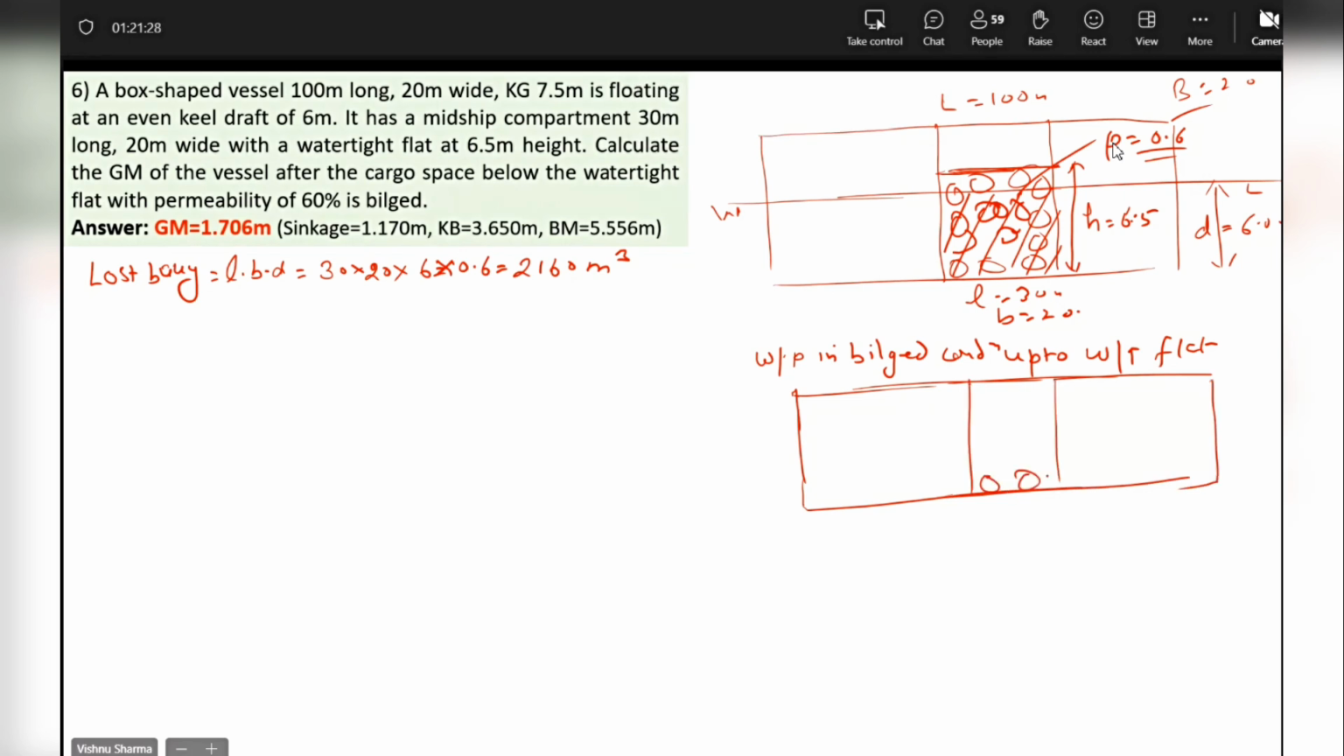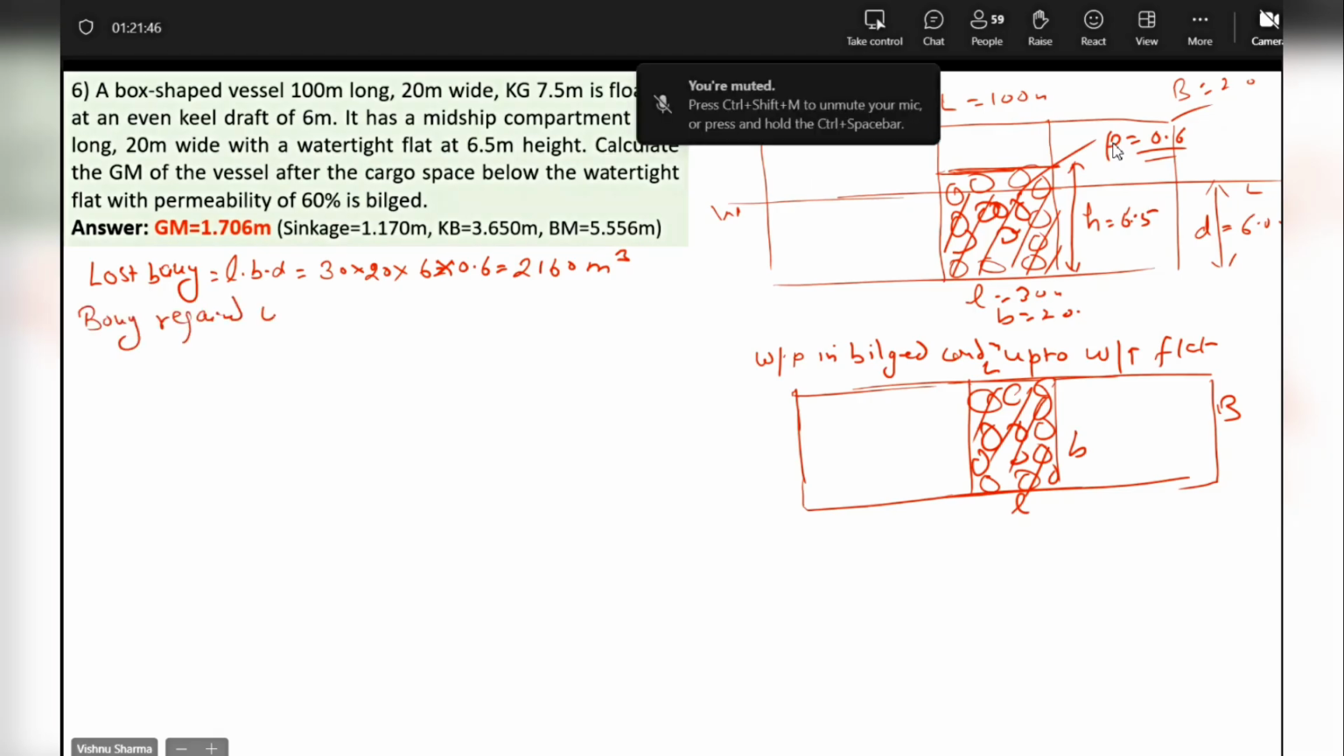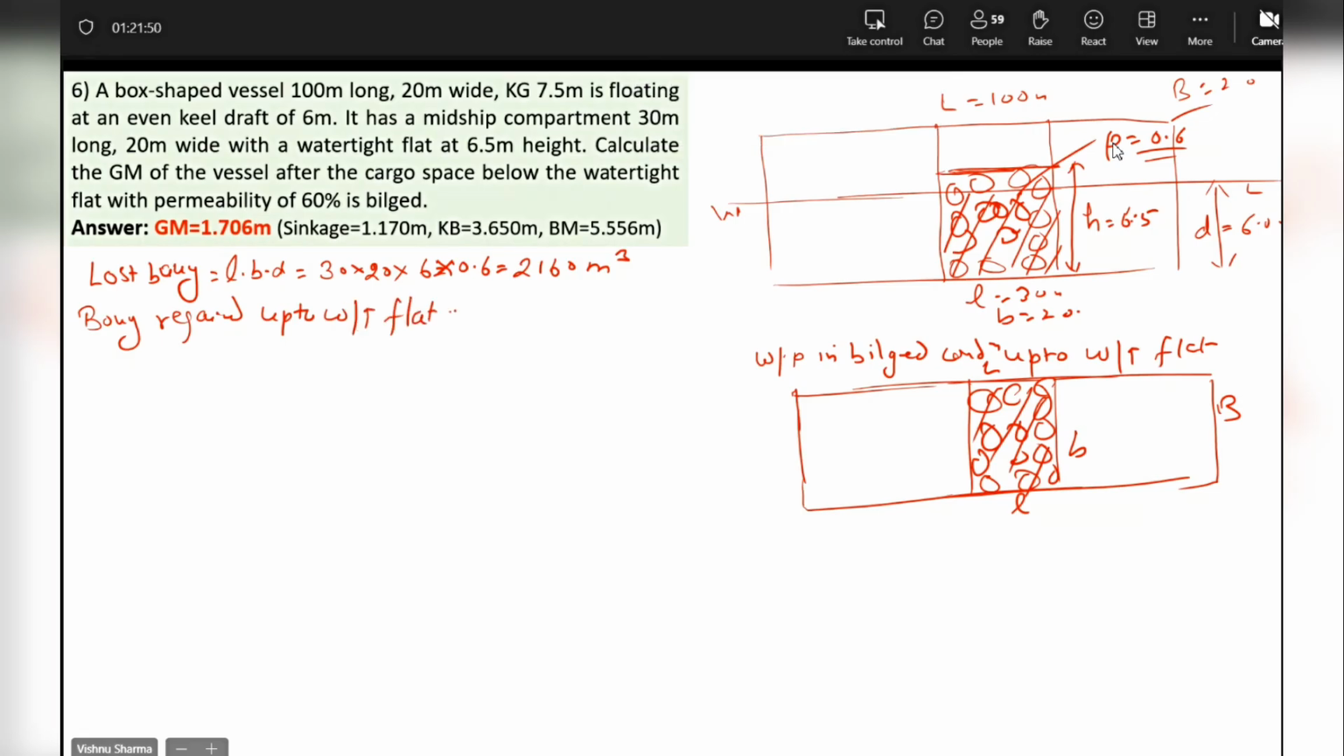And up to the watertight flat, the water plane would be lost. You can put the dimensions L, B, and permeability. Okay. So next line, buoyancy regained up to watertight flat will be equal to intact water.